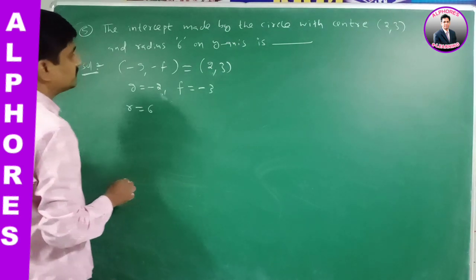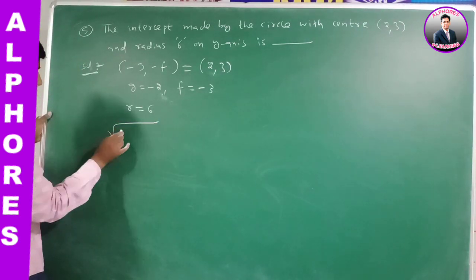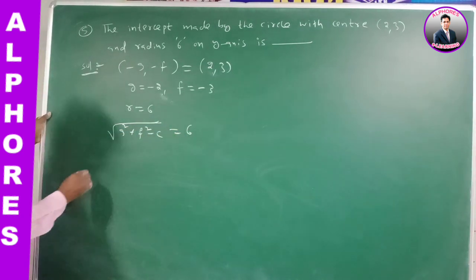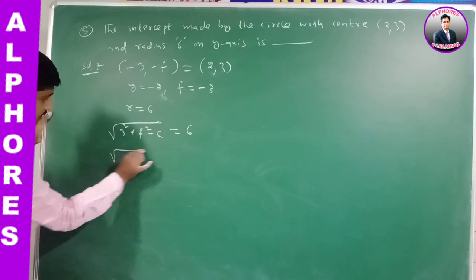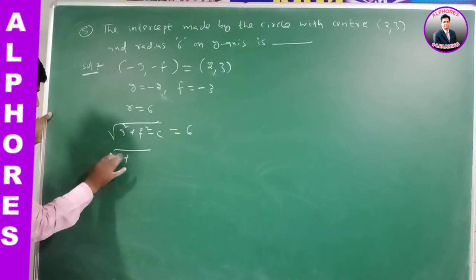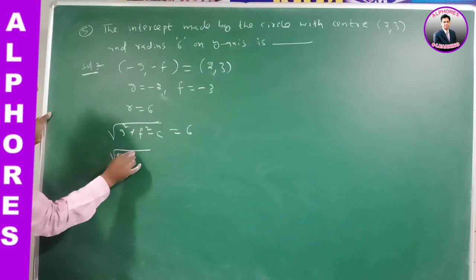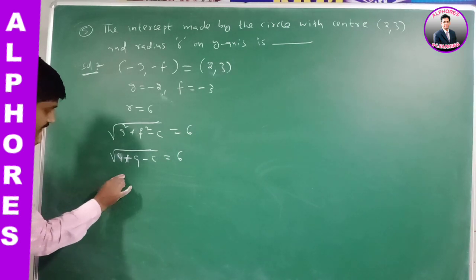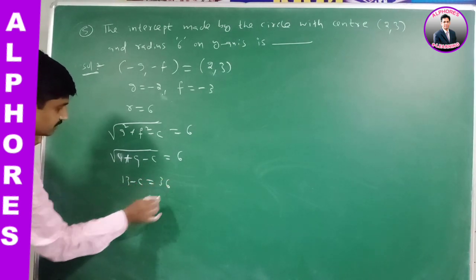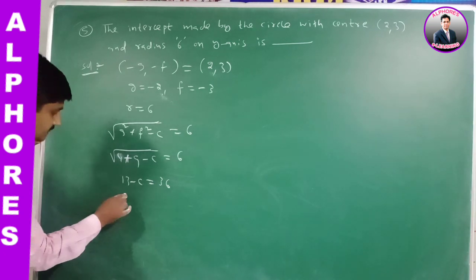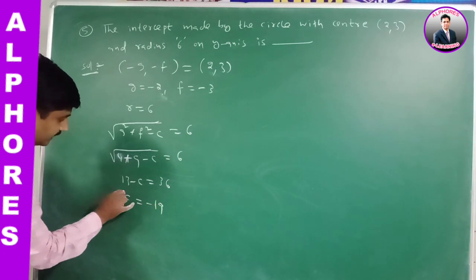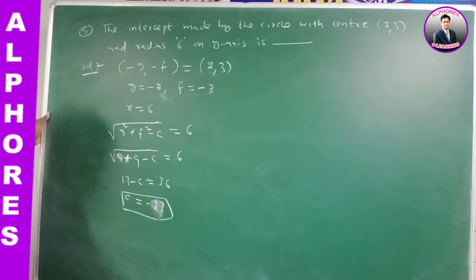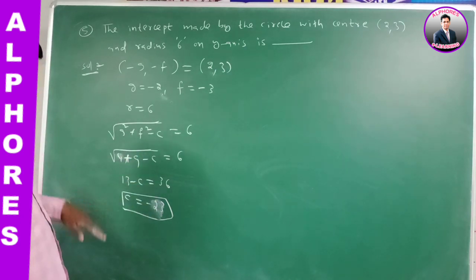First find the value of c. r equals 6 here. Square root of g squared plus f squared minus c equals 6. So square root of 4 plus 9 minus c equals 6. Now squaring on both sides, 13 minus c equals 36. Sorry, c equals 13 minus 36, which is minus 23.